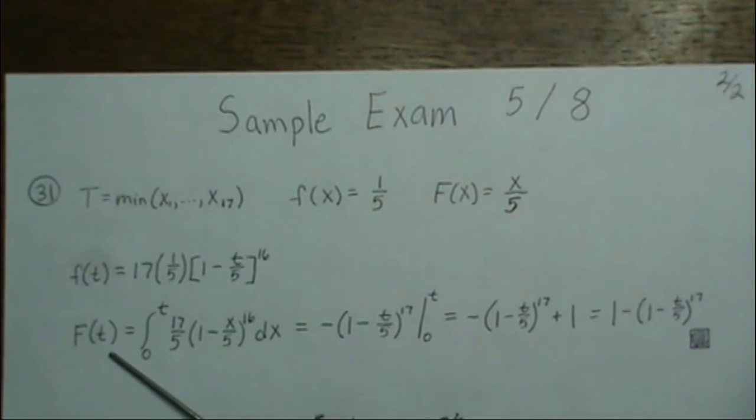Now to find the cumulative distribution function, we integrate from 0 to t of this density here. When you take the antiderivative, you get this. Plug in our limits, we get this. And then I like to write the 1 first, which is 1 minus t divided by 5, all raised to the 17th power.